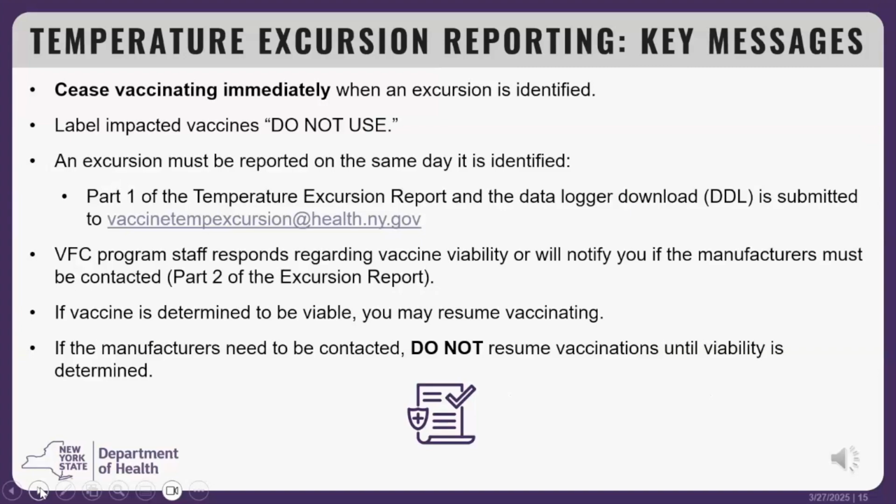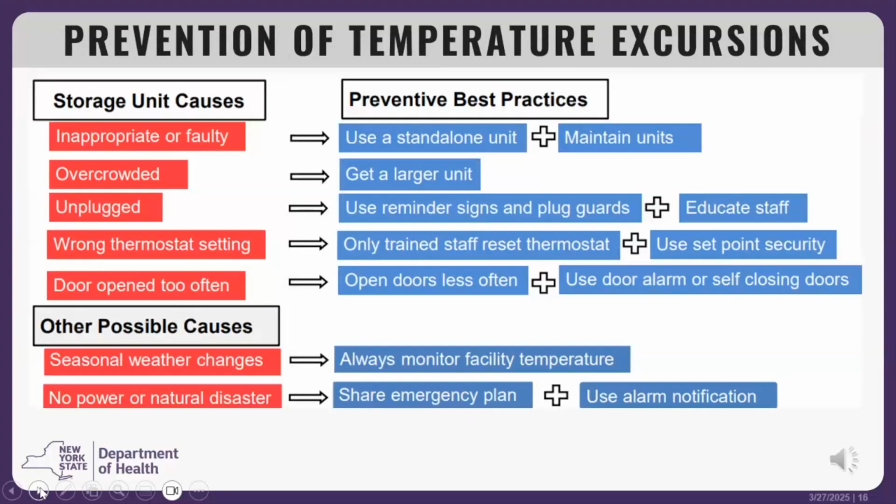Temperature excursions can occur for a variety of reasons. Here are some possible causes followed by preventative best practices that can be used to reduce the likelihood of a temperature excursion. One possible cause is faulty or inappropriate storage unit equipment. To prevent this from happening, use standalone refrigerators and freezers only, as required by the VFC program, and be sure to regularly maintain vaccine storage units.